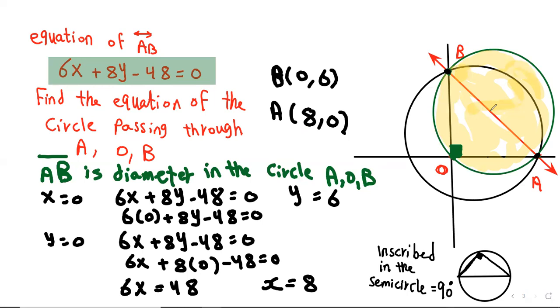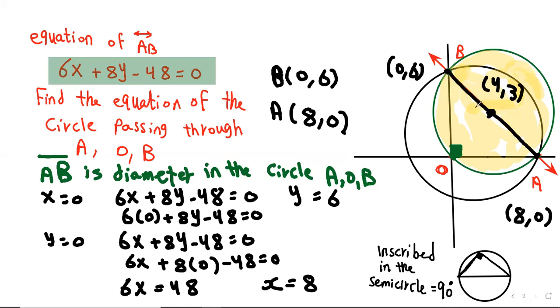Okay. Because AB is a diameter in this circle, and you know that A is 8 and 0 and the point B is 0 and 6, we find the midpoint, which we have studied before: x1 plus x2 divided by 2. So 0 plus 8 is 8, divided by 2 is 4. And y1 plus y2 divided by 2 is 3. So the center of this circle is 4 and 3.